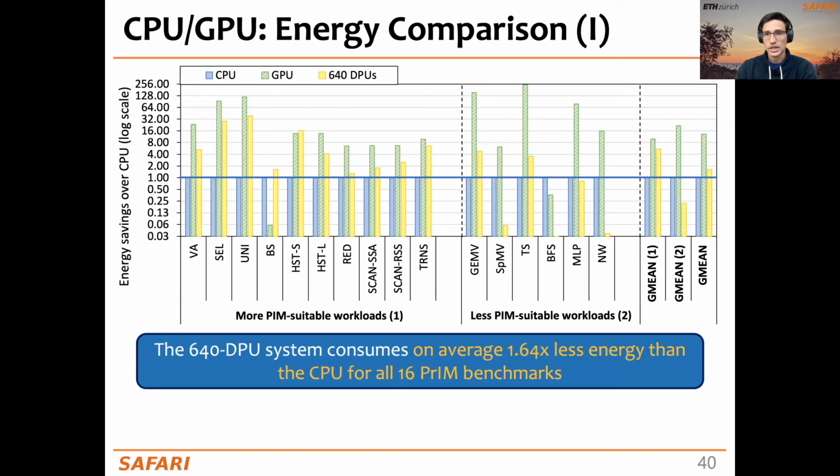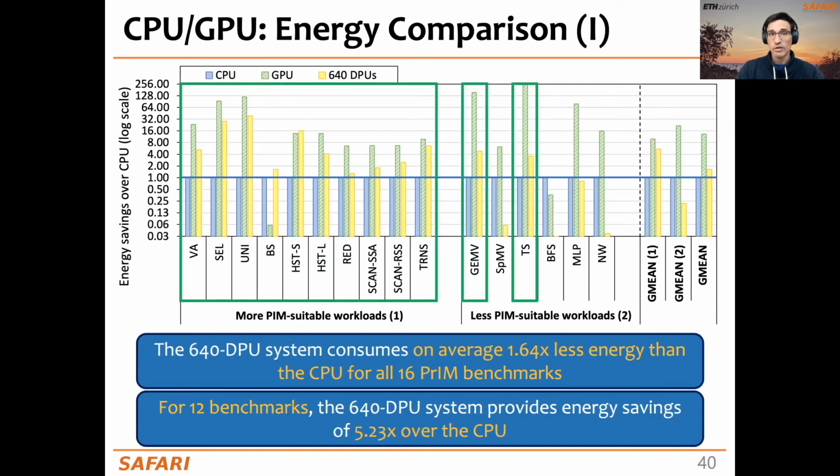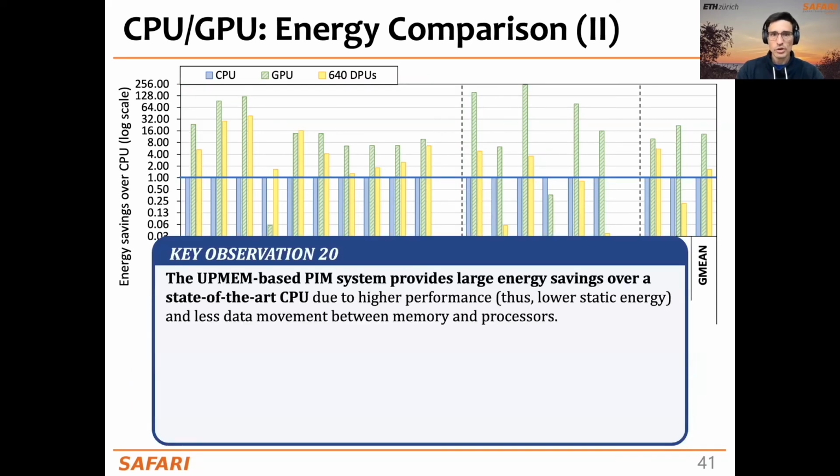On average, this 640 DPU system consumes 1.64 times less energy than the CPU for all 16 PrIM benchmarks. And actually for 12 of the PrIM benchmarks, the PIM system provides energy savings of 5.23 times over the CPU. So the key observation here is that the UPMEM-based PIM system provides large energy savings over the state-of-the-art CPU due to the higher performance and thus the lower static energy and the less data movement between memory and processors.